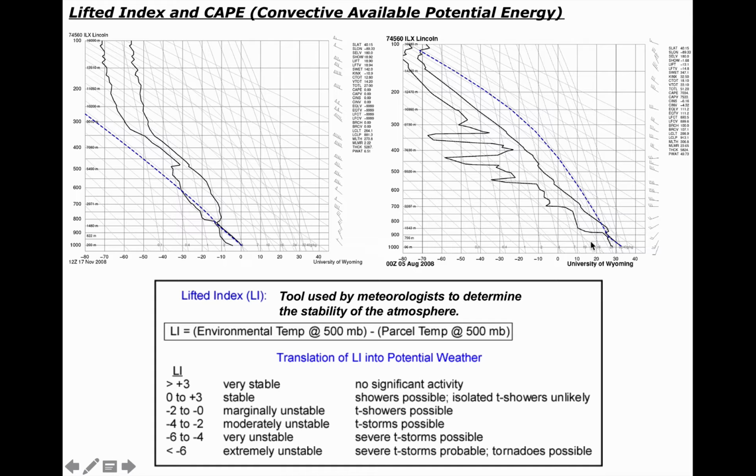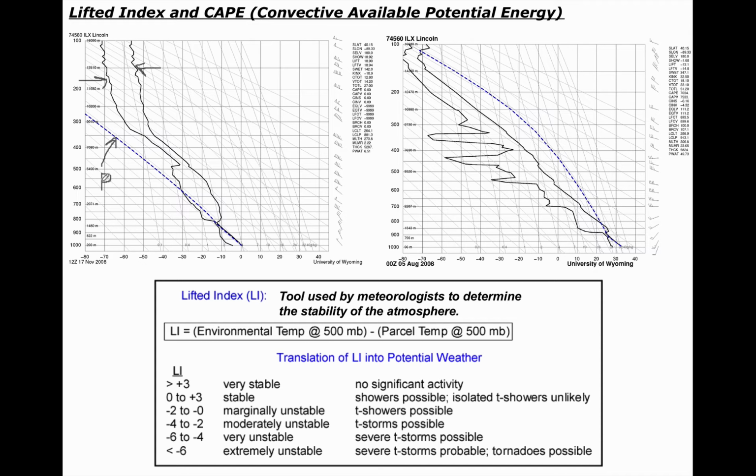We have two soundings. These are real live soundings. On the left-hand side, Lincoln, Illinois, which is in the center part of Illinois, November 17, 2008. I've got the temperature of the environment. That would be this line right here, okay? I have the dew point temperature of the environment. That's this line here. And this line, which I just labeled, I'll label with a P here.